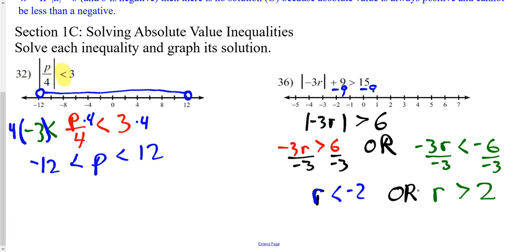So now we need to graph these. When you graph the green, it would be an open circle at 2, shading to the right. When you do the blue, that would be an open circle at negative 2, shading to the left.